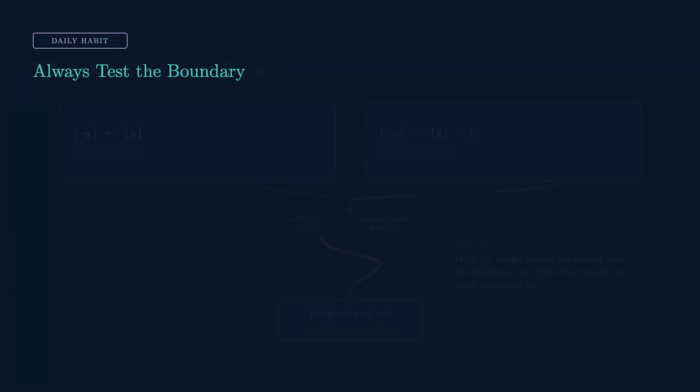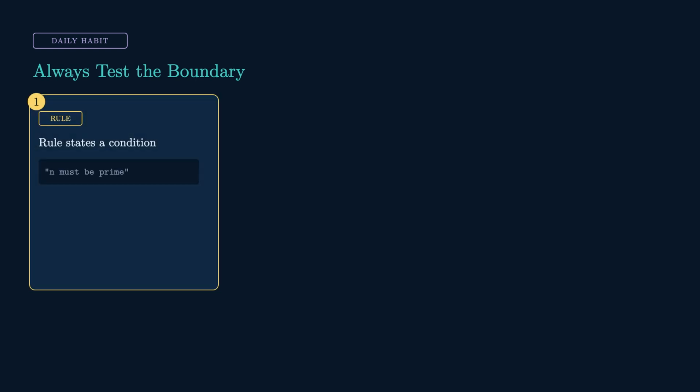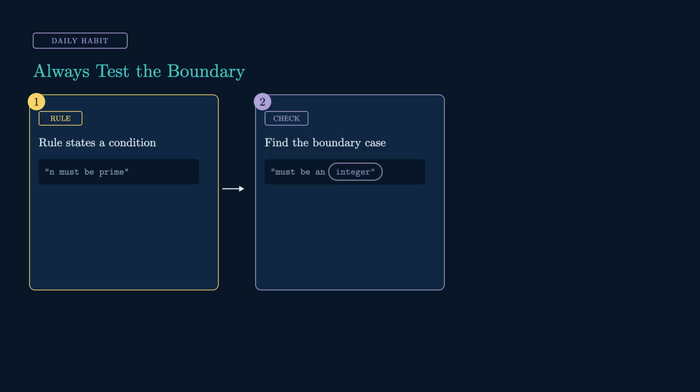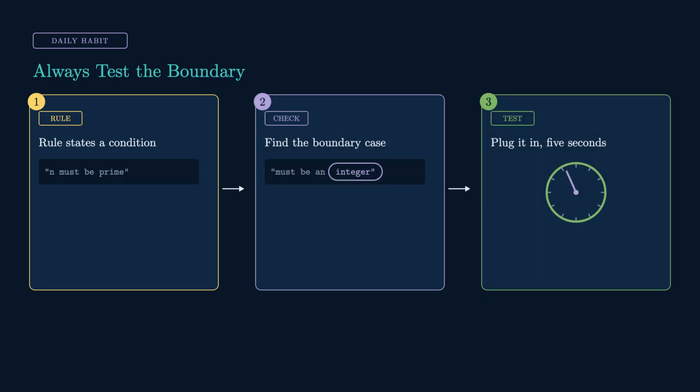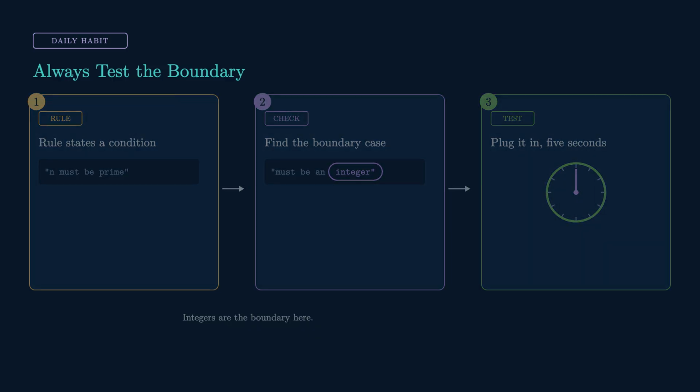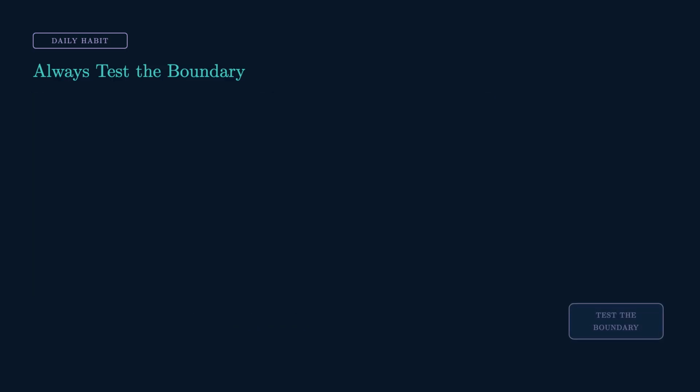Steal this habit. When a rule shows up with a condition attached, find the boundary case that condition names and just plug it in. For everything on this page, that boundary is the integers. That's where a misstated condition falls apart, like it did at x equals 2. 1 substitution. 5 seconds. And you never walk into an exam carrying a broken rule.